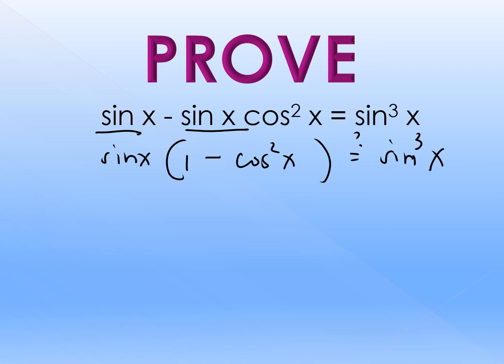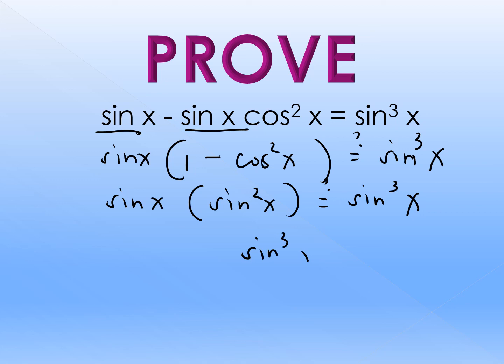1 minus cosine squared x is equal to sine squared x. Why? Because of Pythagorean identity that sine squared x plus cos squared x is equal to 1. So it will be sine squared x. Sine x times sine squared x is equal to sine cube x. So we prove that the right side is the same with the left side.